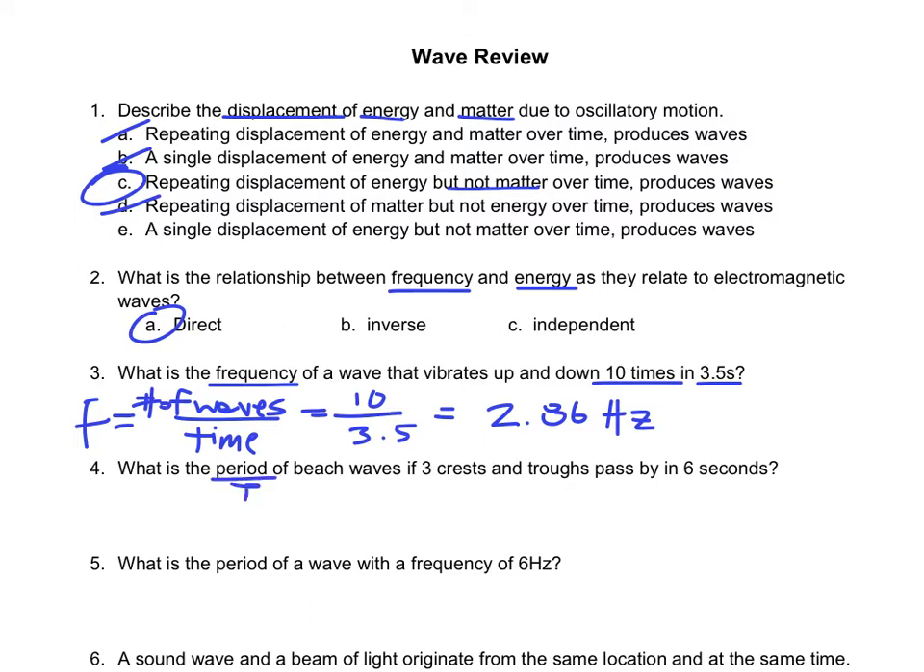Number 4, what is the period of a beach wave if 3 crests and troughs pass in 6 seconds? So period is the inverse of frequency, so it's time divided by the number of waves. So here I've got a time of 6 seconds, and the number of waves is 3 crests. 6 divided by 3 is 2, so the period is 2 seconds.